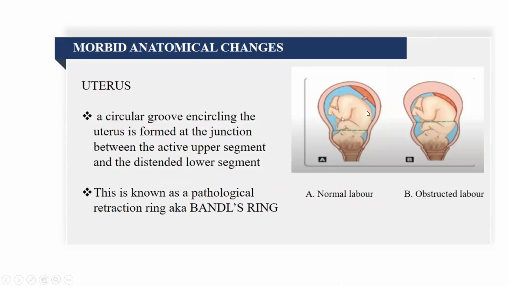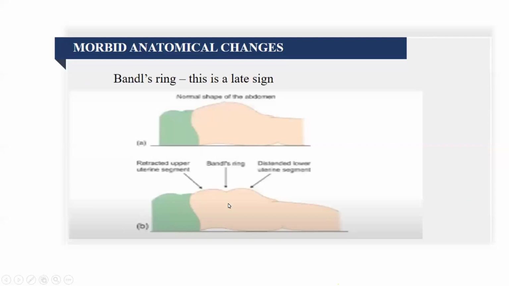If you look at the picture on your right, the normal one is visualized at A, and B is the abnormal one. If you look at the differences, the upper part has a very thick wall compared to the one in A. The lower segment is wider here and is distended. And then there's a circular groove forming between the upper part and the lower portion. This is known as a pathological retraction ring, also known as Bandl's ring.